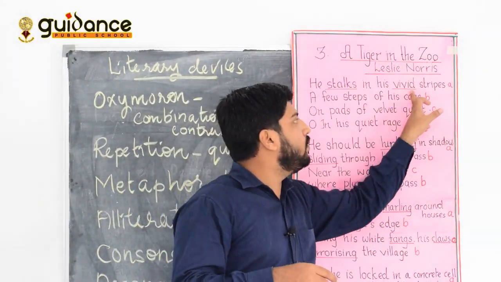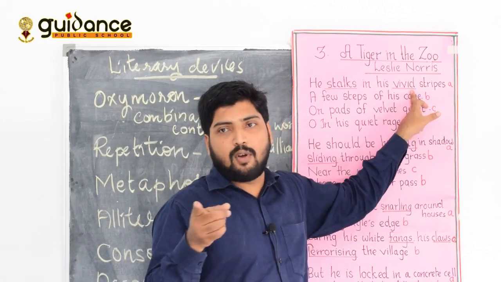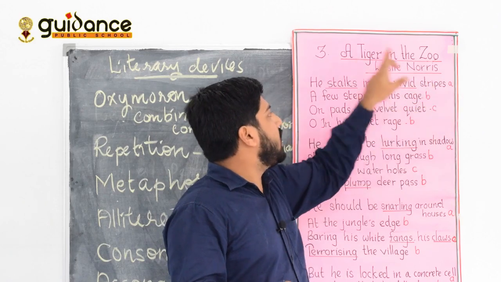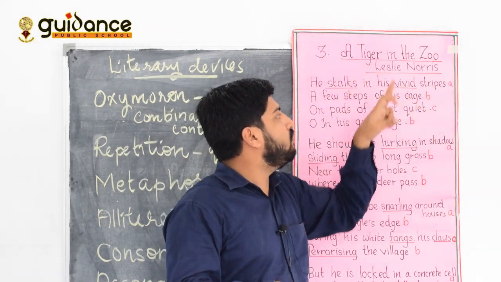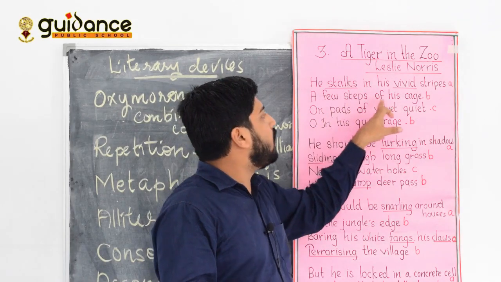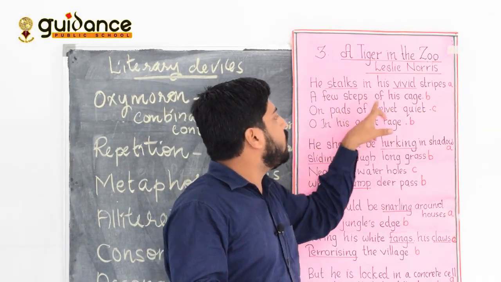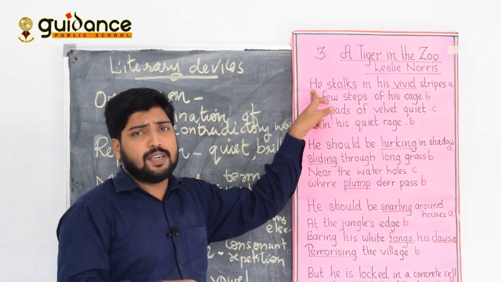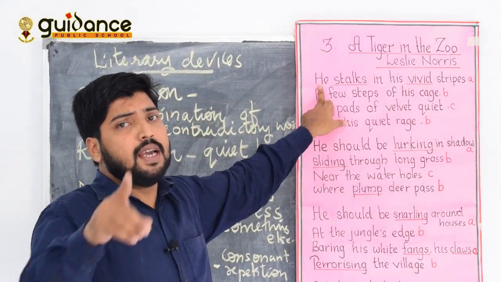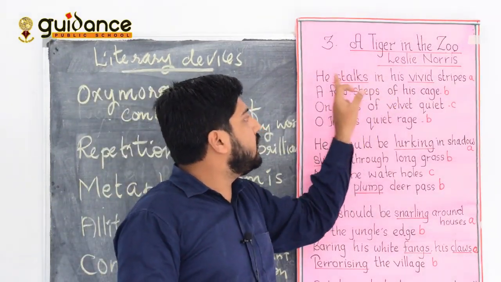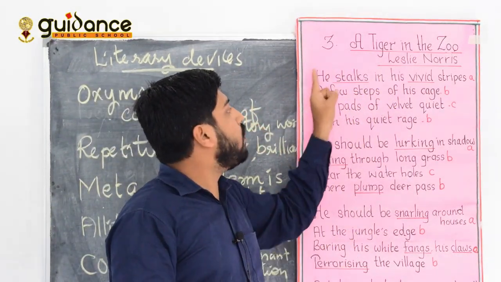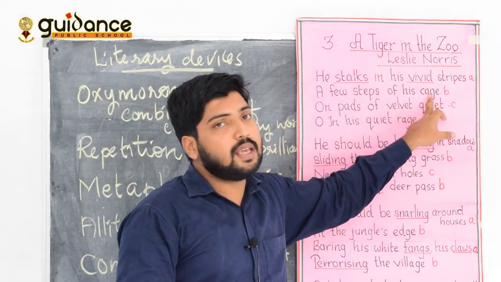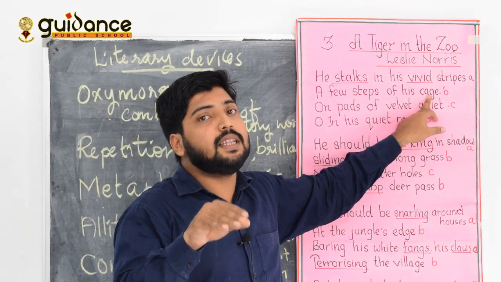And have you seen this one, vivid? Vivid you have already studied. Vivid means very clear, very bright. Okay, very bright stripes. He stalks in his vivid stripes, a few steps of his cage, on pads of velvet quiet, in his quiet rage. Here he refers to the tiger. Understand? He refers to the tiger. What does the tiger do? The tiger stalks a few steps in the cage in the zoo.